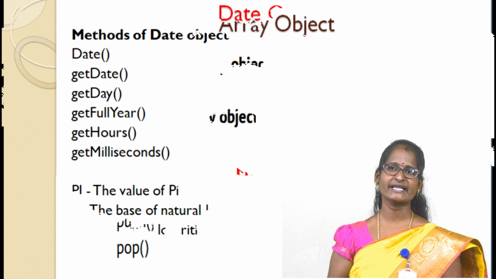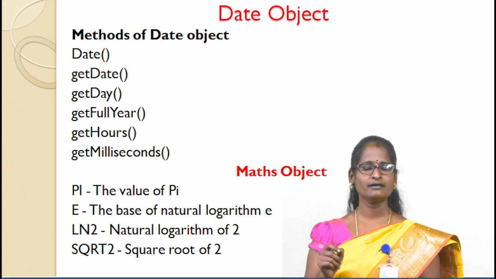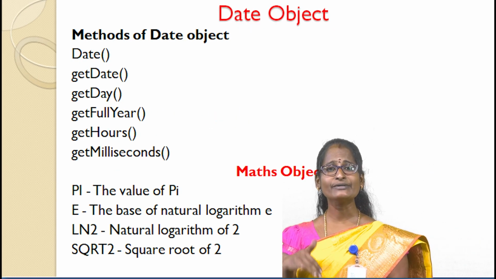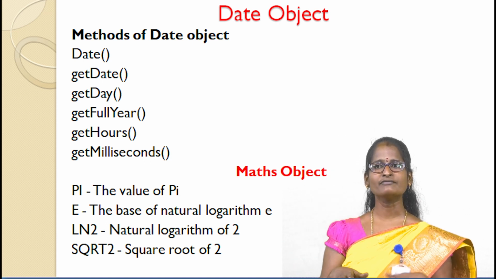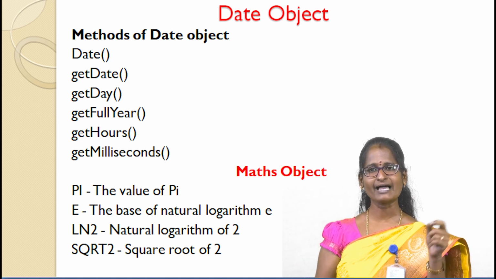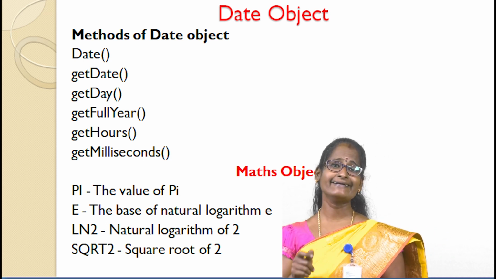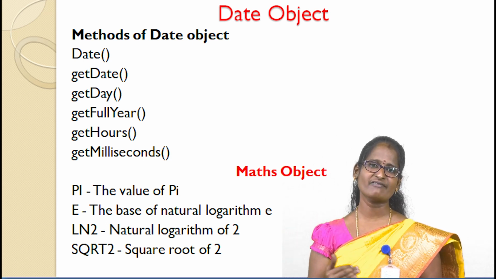Then the next object is the date object. The method date, it returns today's date and time. getDate, it returns the day of the month for the specified date. getDay, it returns the day of the week for the specified date.